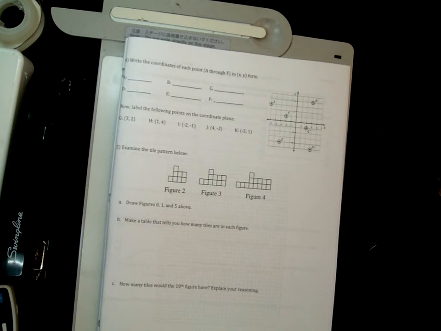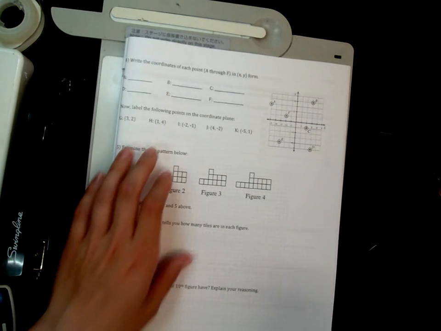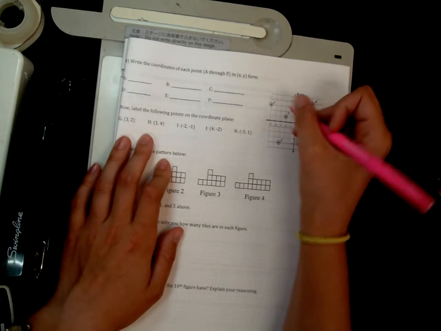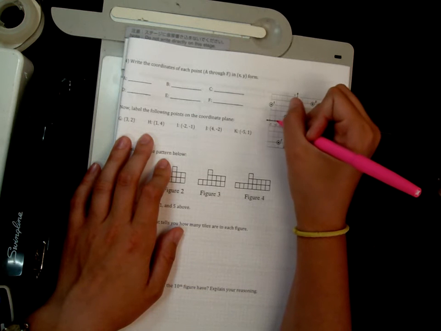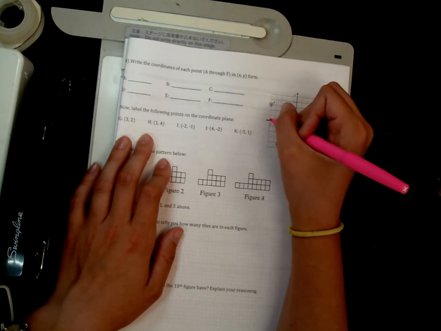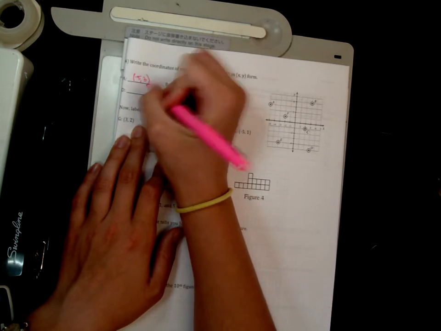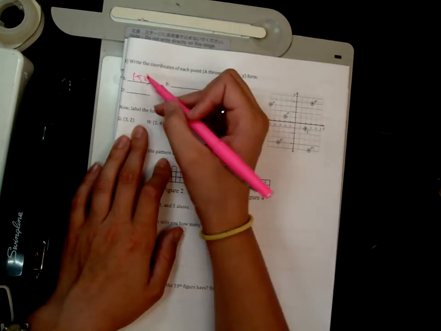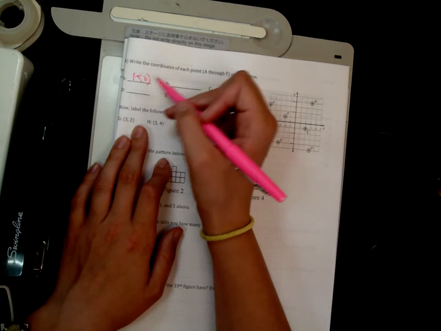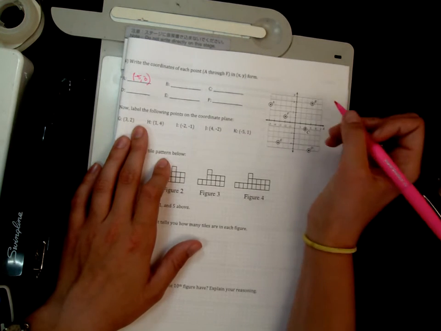Write the coordinates of each point A through F in x, y form. So A is, let's see, negative 1, 2, 3, 4, 5, and y is 1, 2, 3. So negative 5, 3. Remember to put the parentheses. Like that's standard notation, is to have the parentheses around the coordinate points.